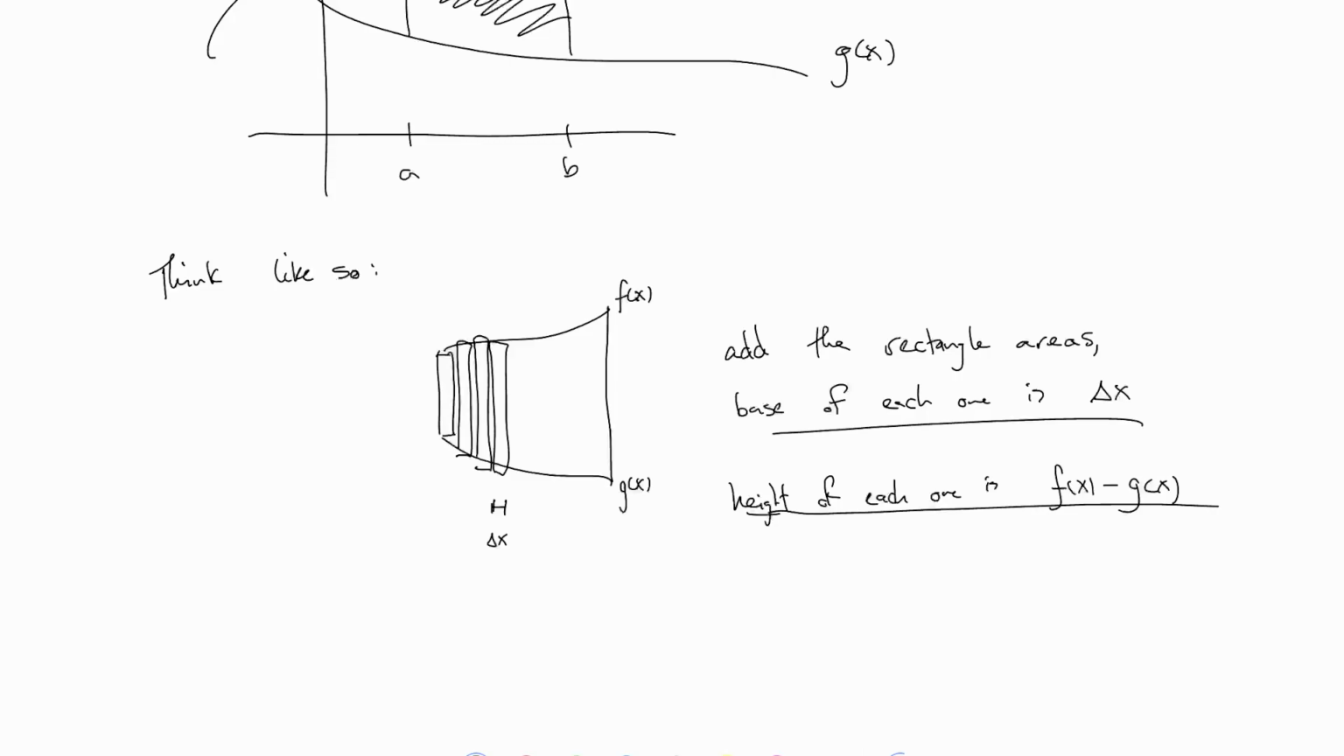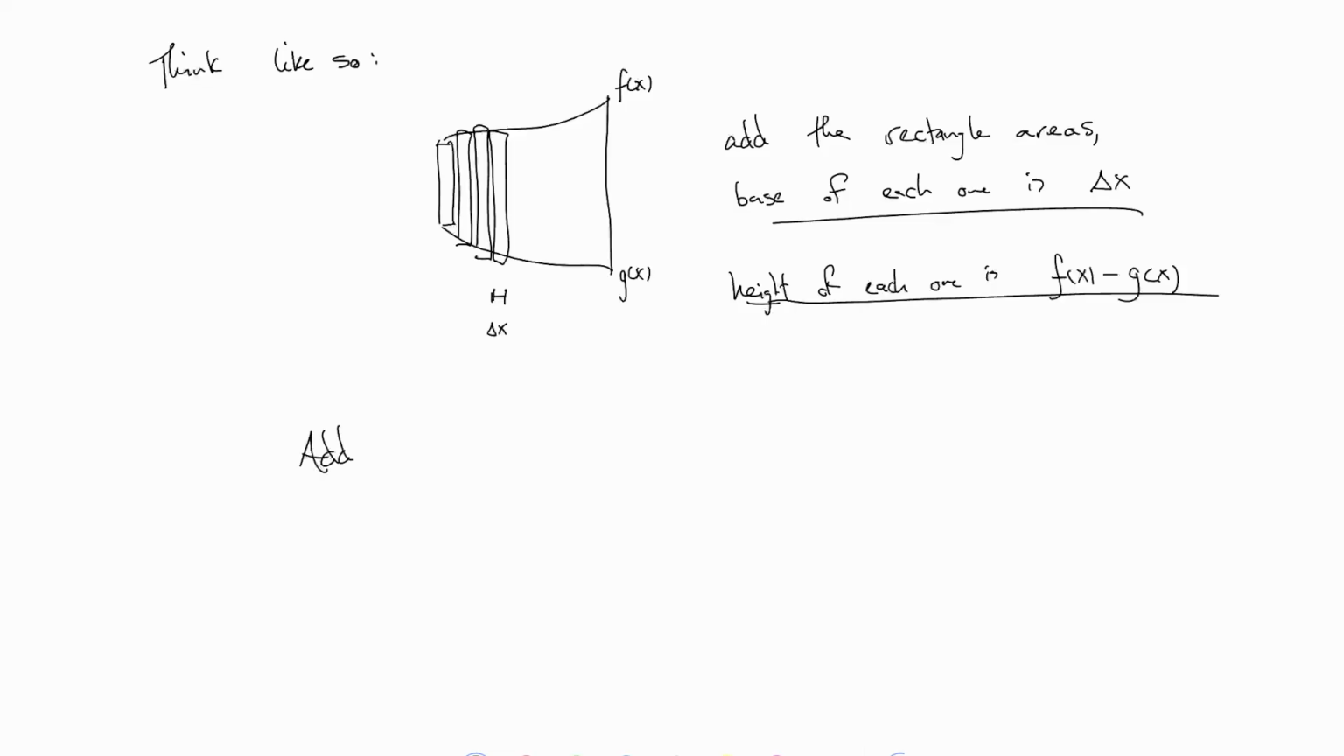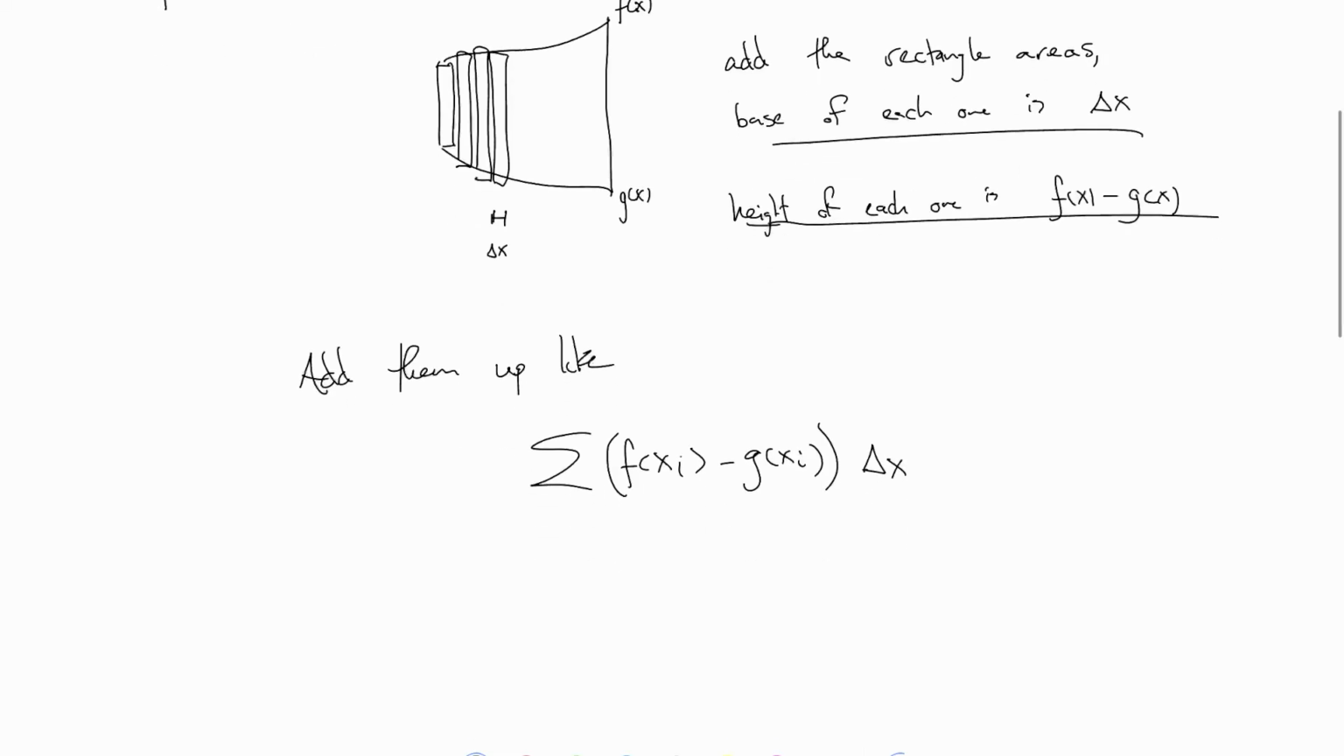And what do you get when you add all these rectangles up? If you really had to do this, it would look something like x sub i minus g of x sub i, and that's the height, and then the width is like that. I'm sure you've seen formulas like this. This is what we call a Riemann sum, and then you would do something like the limit as delta x goes to 0.